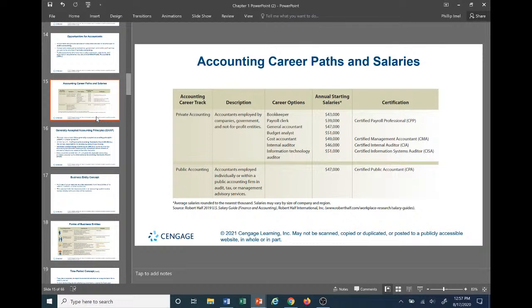Some of the career options here, these are some of them, but not limited to just these: bookkeeper, payroll clerk, general accountant, budget analyst, cost accountant, internal auditor, information technology auditor. So that's stuff that you could see in a career path in private accounting. Another good thing to note is if you're going to go into private accounting and work for an actual firm, everyone always wants to get to that C-suite, meaning the chief executive officer or chief financial officer, chief whatever it is, whatever chief position it is we're talking about.